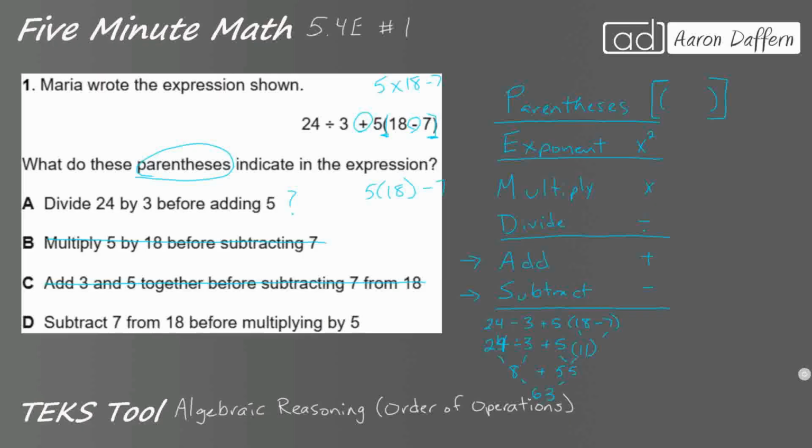63. Now, we only got to the 63, which is our correct simplification, because we subtracted the 7 from the 18 first because it's within these parentheses. That tells you whatever you have within the parentheses, that's what you deal with first. A is technically true, but it has nothing to do with parentheses, so our answer is D.